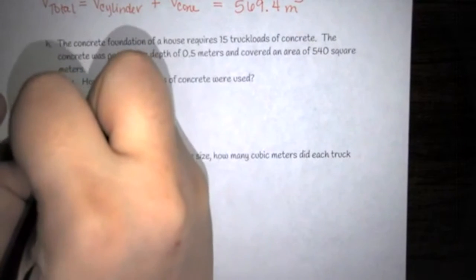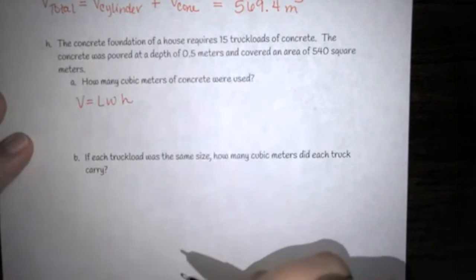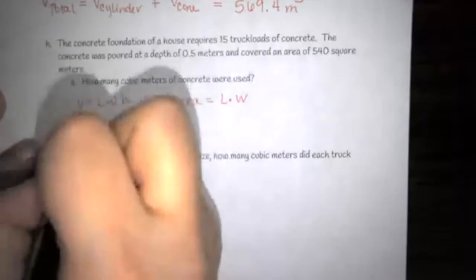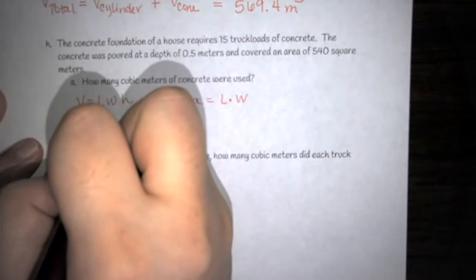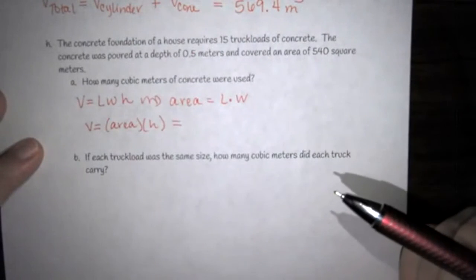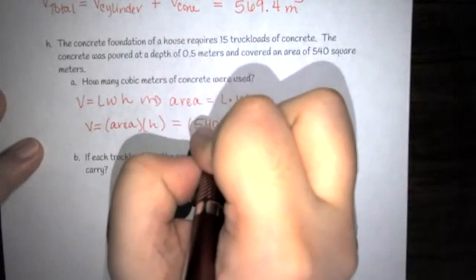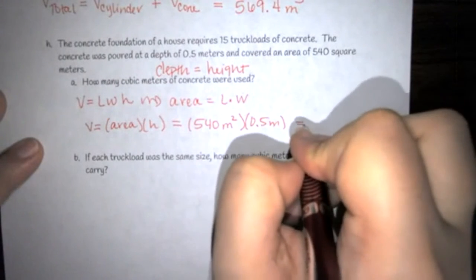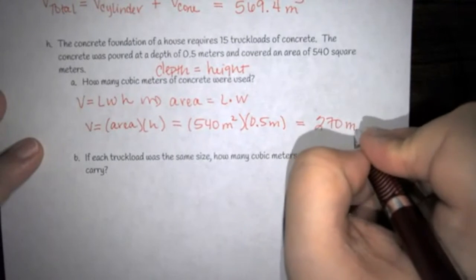Well, what do we know? We know volume is going to be length times width times height. What do we also know? Well, we also know that area is length times width. So therefore, my volume equation is actually area times height. Well, in this case, my area is going to be 540 meters square. My height is going to be the same as depth. Okay, so you have to remember when we're talking about depth, that means height. Okay, it's just a different word. So here my depth was 0.5 meters. So this is going to give me a total volume of 270 meters cubed.